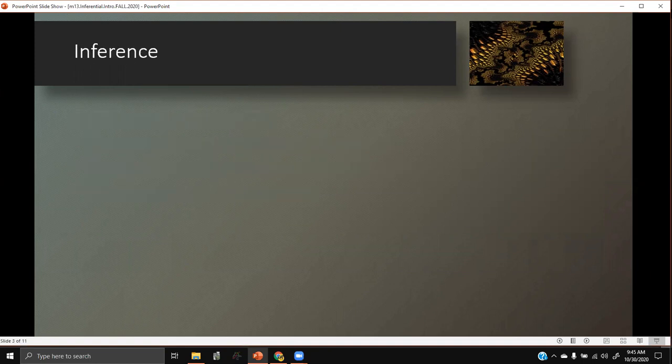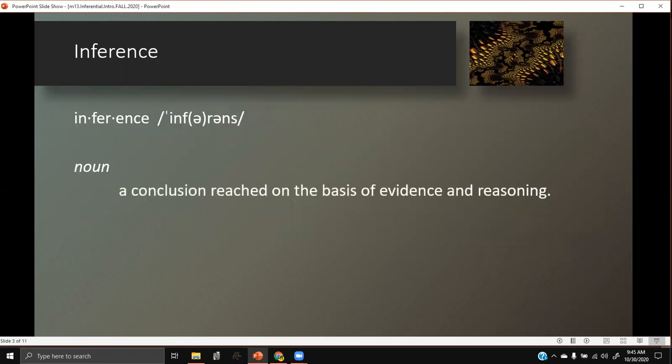I'll start with a definition of inference. Inference, it's a noun. And it's a conclusion that is reached on the basis of evidence and reasoning. It's not a random guess. It has its basis in fact and logic.